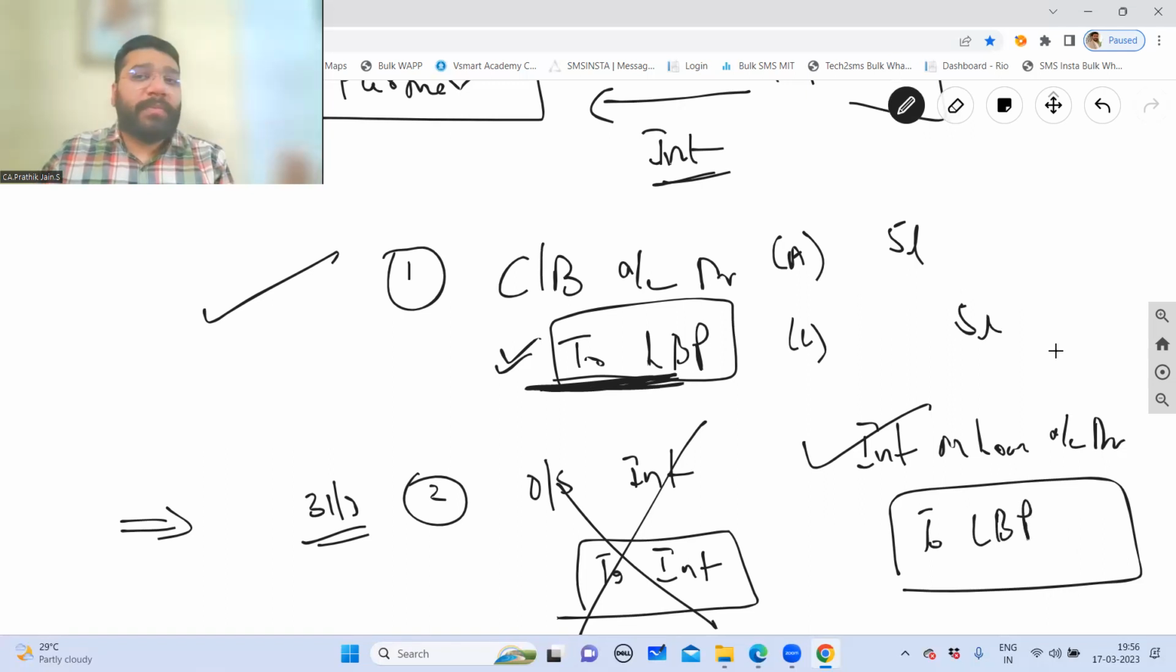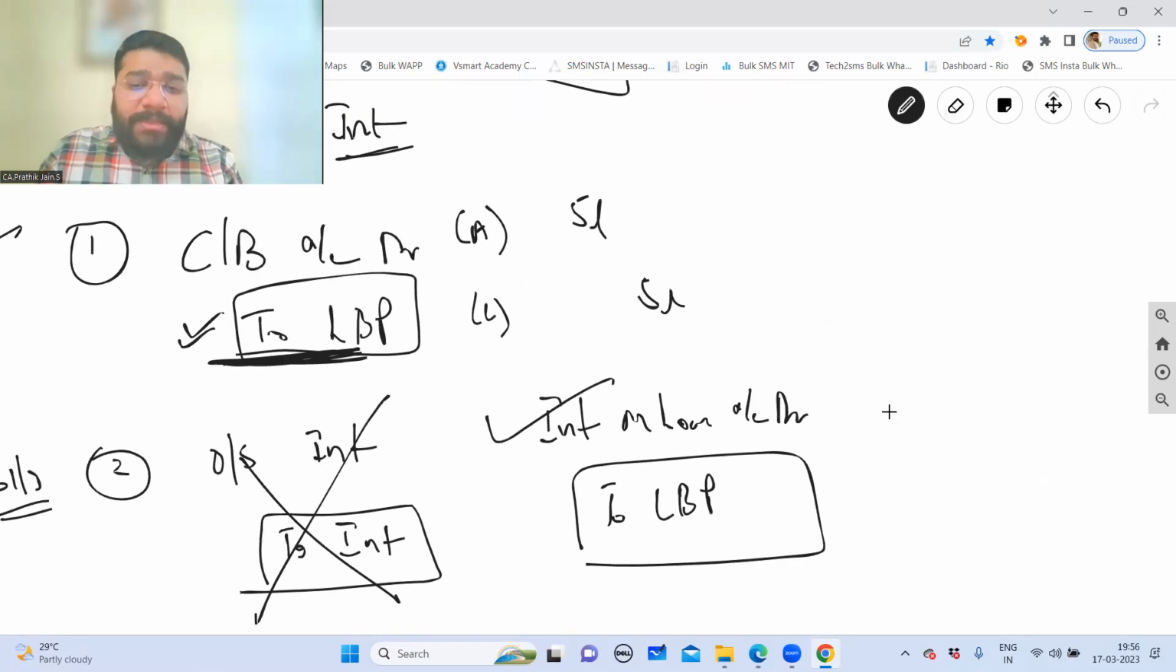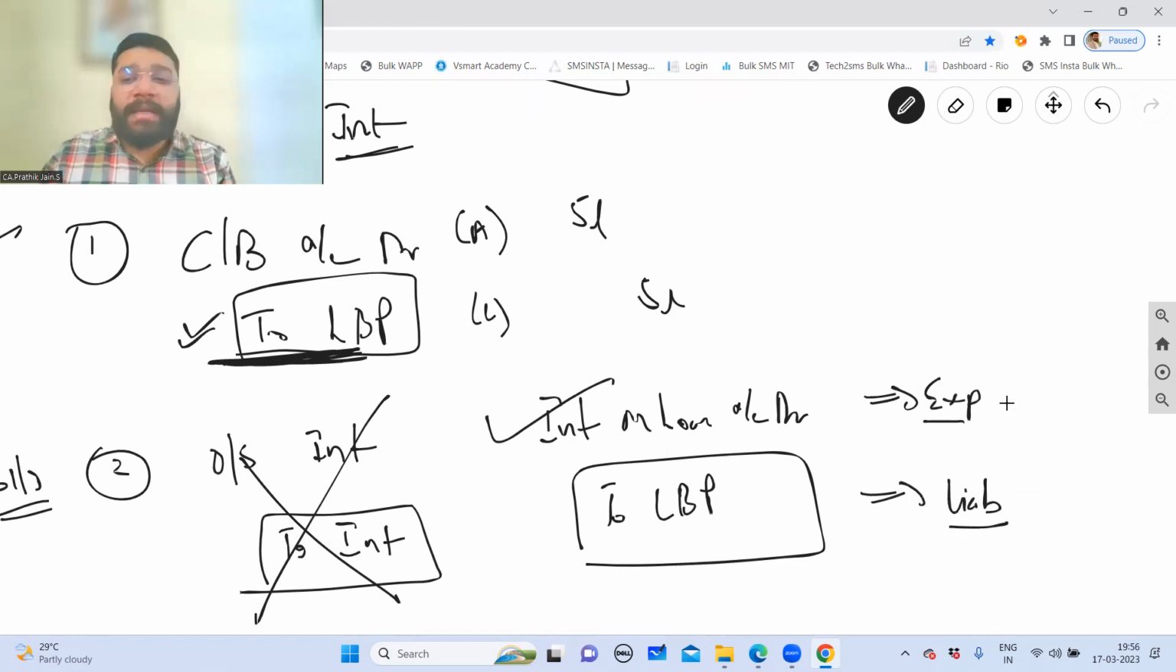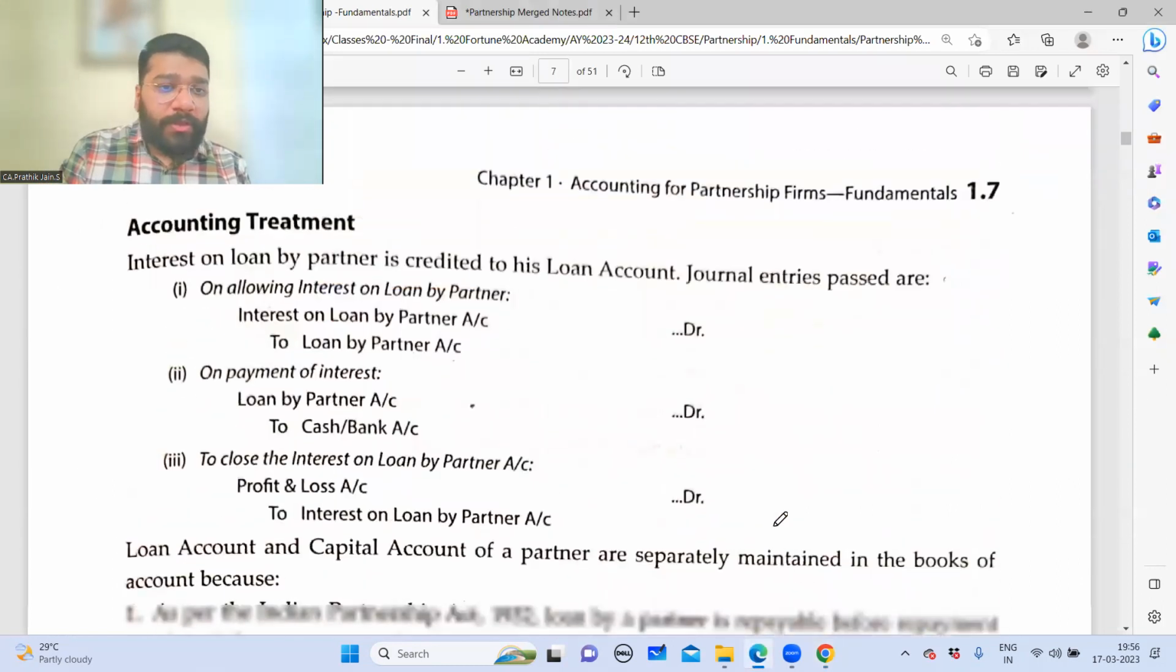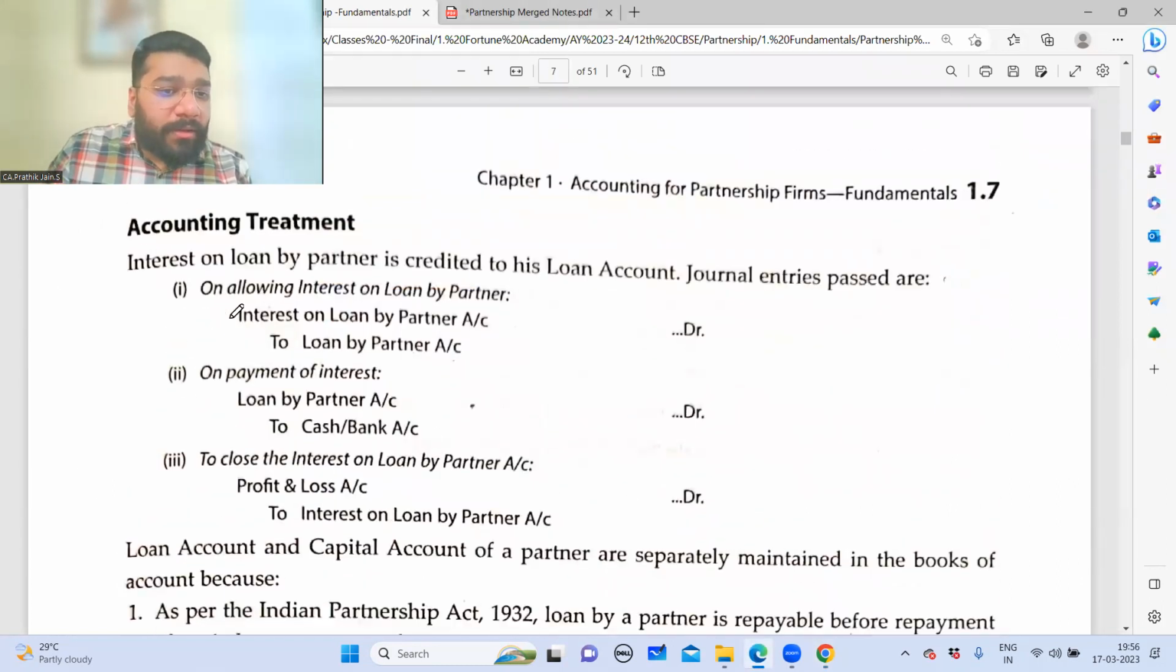So interest on loan, the nature is what? Expense. And this is what? Liability. Expense to liability, whenever you pass an entry, this is called a due entry. Due. You know what is due? Due means due to be paid, yet to be paid. So due entry. Interest on loan to loan by partner. Correct, no? This is called a due entry.